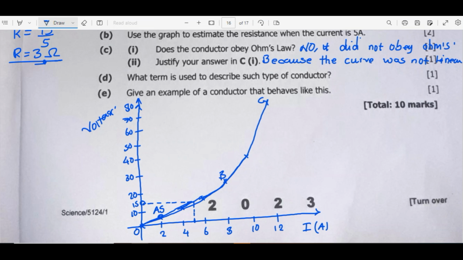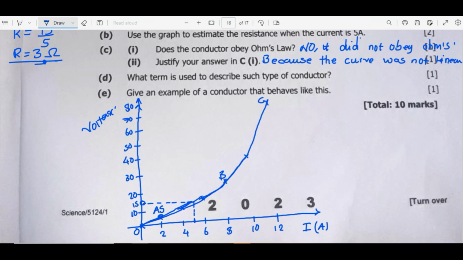Now let's see if we can also add some more information. Let's look at an ordinary bulb. We know the tungsten filament that is found in ordinary bulbs. Before you switch on the bulb, the filament is cold. After you switch on, the resistance of the filament at that particular time will be different from after some time, when the bulb is hot. Because as the temperature of the filament is increasing, the resistance is also changing. So that is an example of a conductor that cannot obey Ohm's law.